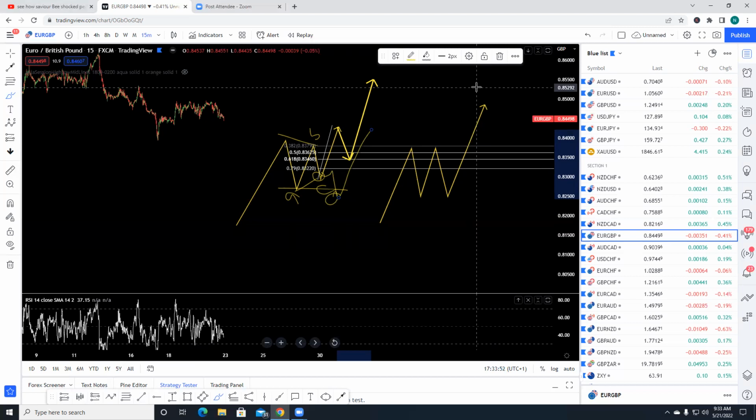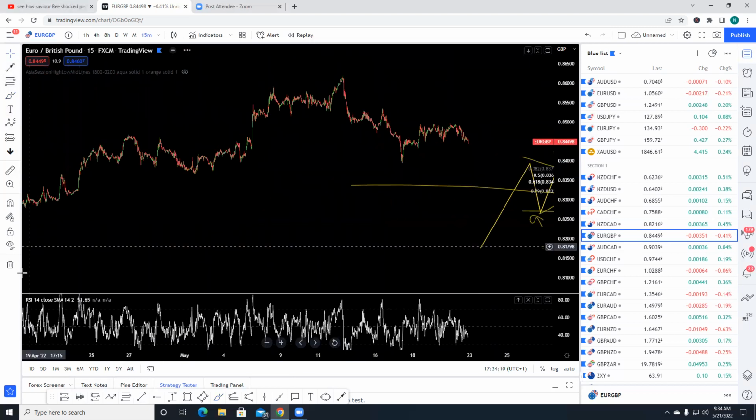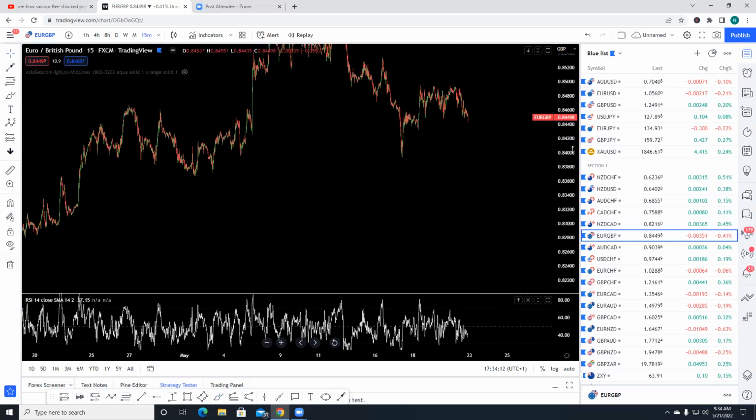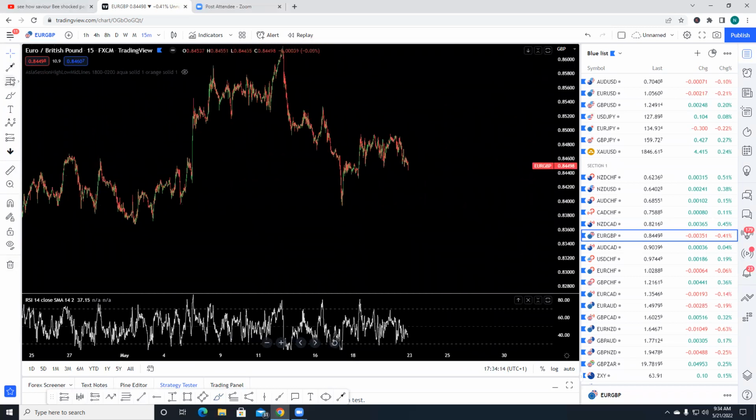All right. So guys, in conclusion, understanding corrective structure is very key, as the market moves more correctively than impulsively. Take this or leave it, guys. Market moves more correctively than impulsively. So you must understand corrective structure.